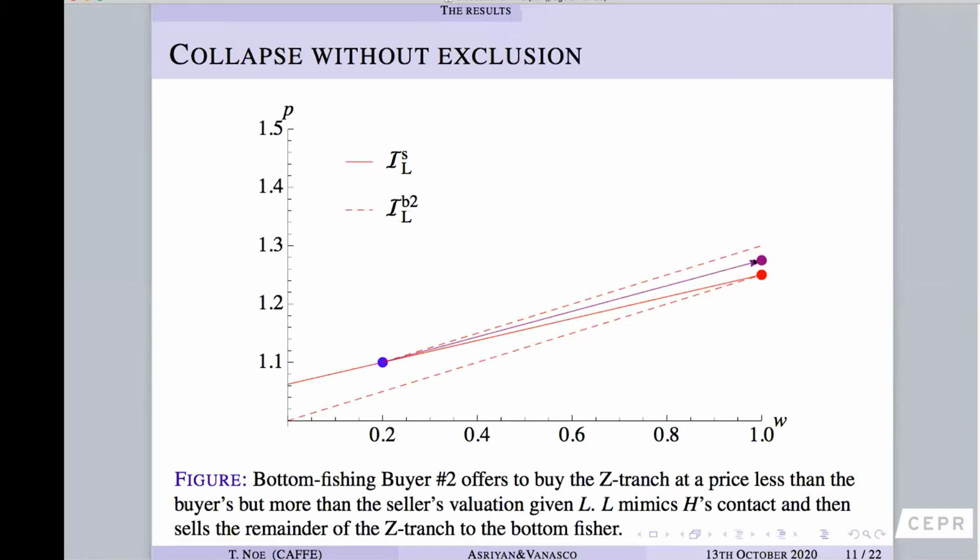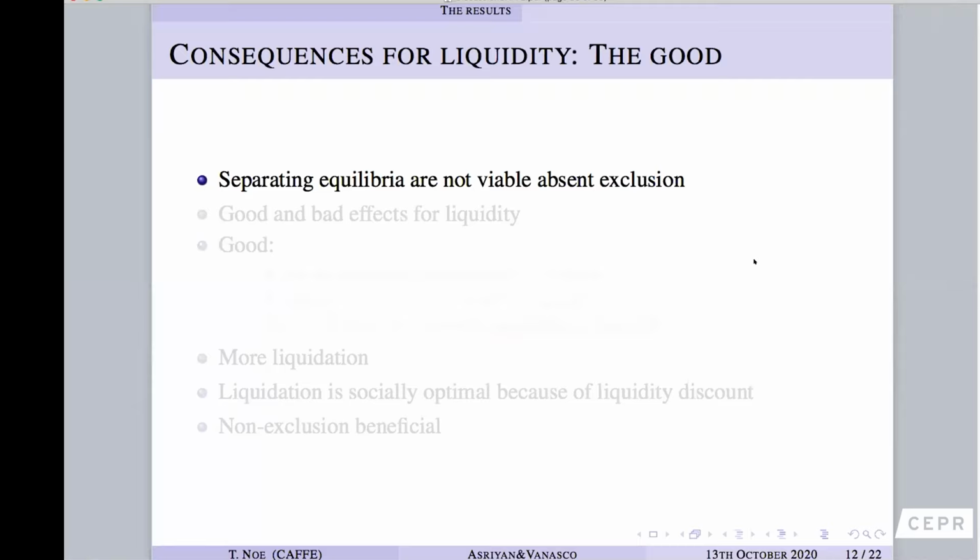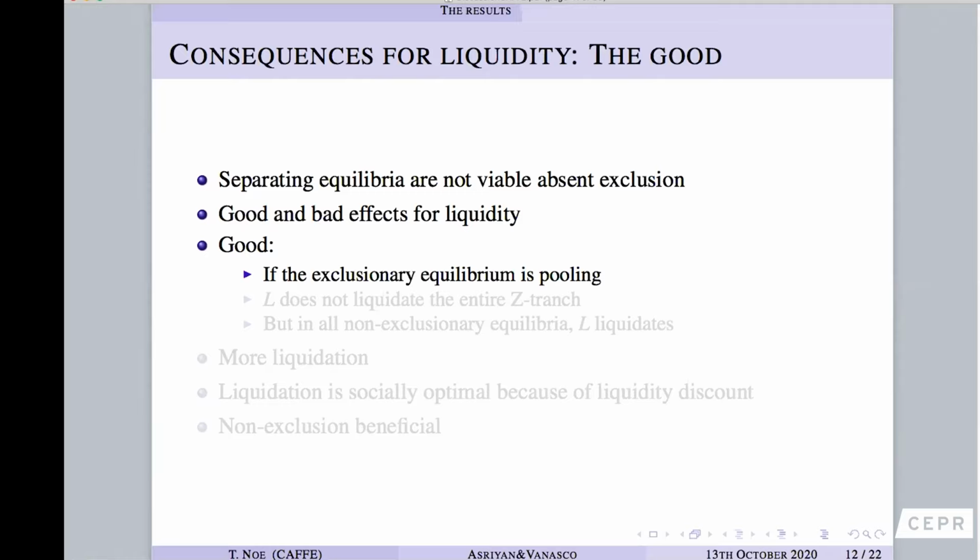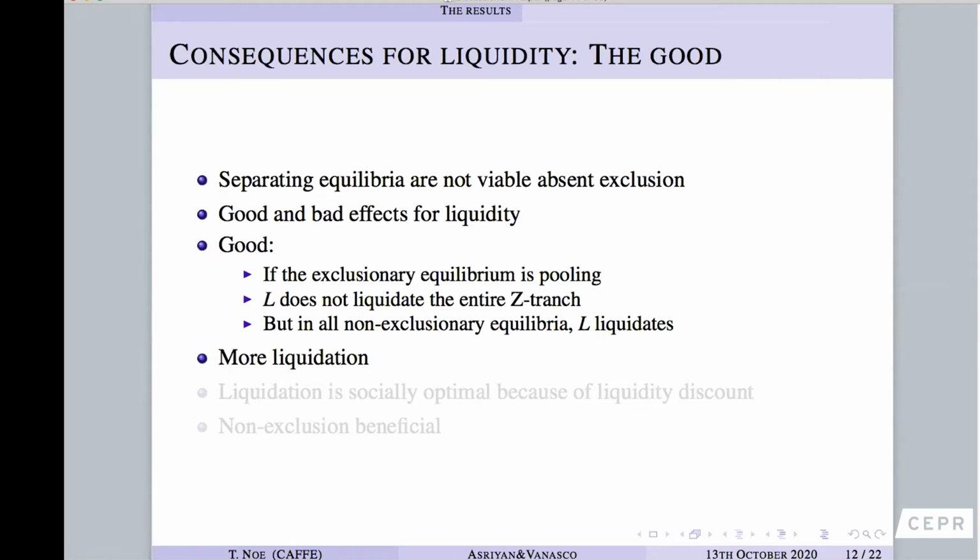So what happens after that? Well, if we have this, basically we know we can't get separating equilibria in this without mispricing, and that could have good or bad effects on liquidity. The good effect is that if we're in a pooling equilibrium, L is not fully liquidating, which is Pareto optimal. In fact, it's optimal for H to also fully liquidate. But in the non-exclusionary case, L always fully liquidates. So we're now getting, and the world's a better place because we have more liquidation. Liquidation is good, and so non-exclusion is beneficial.